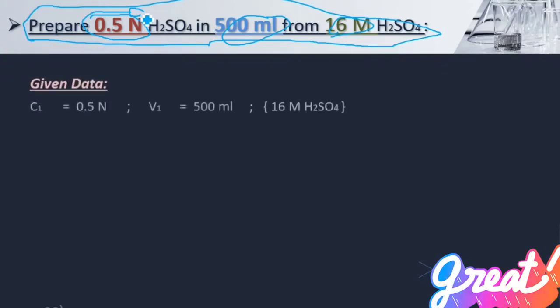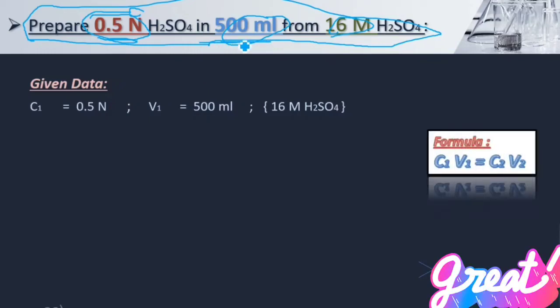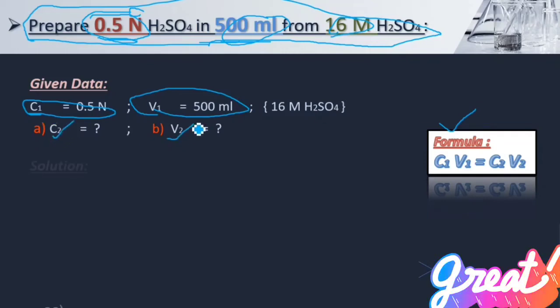So what would it be? C1 is equal to 0.5 normal. This value given is actually our C1 and this is our V1. Now you can see that by recognizing these things, you can easily recall the formula of dilution, which is C1V1 is equal to C2V2. Now, what we are going to find is C2 and V2.